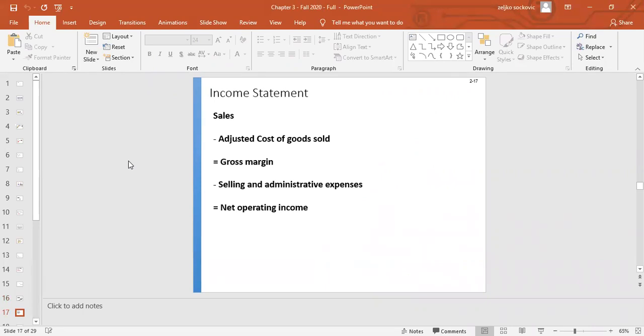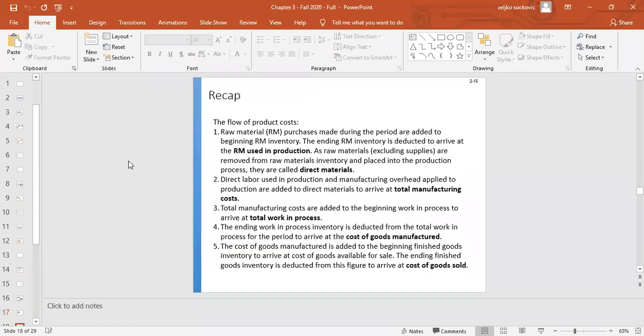Okay. And then this is the income statement. And then you see now sales, and then you have adjusted cost of goods sold. So you have cost of goods sold, let's say those 40 plus adjustments. So 35 or 45, whatever you end up with, or 42 or 39 or whatever it is. And then you have your gross margin. And only then you look at the selling and admin expenses to get to net operating income. So, as you can see, this is just a recap.